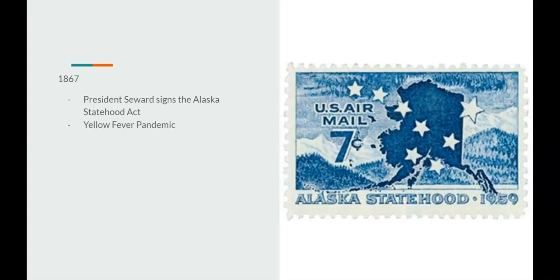Going on to 1867, President Seward would buy Alaska for, I think, $7.2 million, if I'm not mistaken. Correct me if I'm wrong. And he would also sign and pass the Alaska Statehood Act, which would give statehood to Alaska many, many years in advance, but there would also be a yellow fever pandemic.